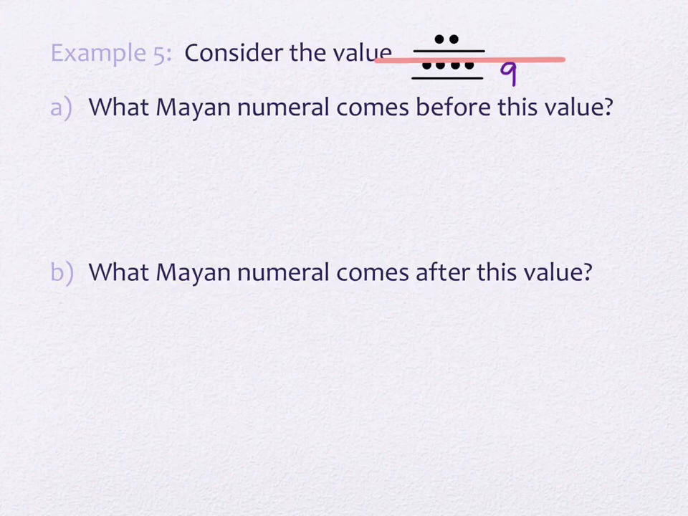So if you wanted the number that came before this, the only thing that's going to change is the ones place. What would come before 4 dots and a line? 3 dots and a line. So the stuff on top stays the same. It was 2 dots and a line. None of that changed. And the bottom part changes from 4 dots to 3 dots and a line. This is the number that would come before the one we were given. What's going to happen if we try to find the number that comes after? We get 5 dots, which is a line.